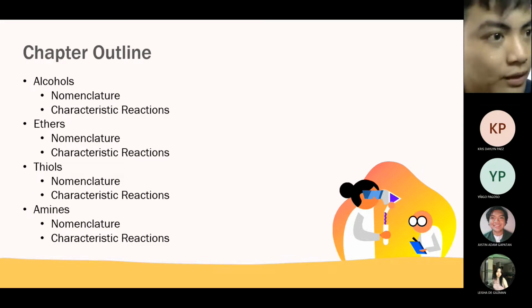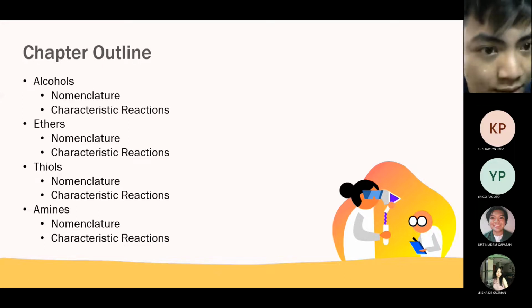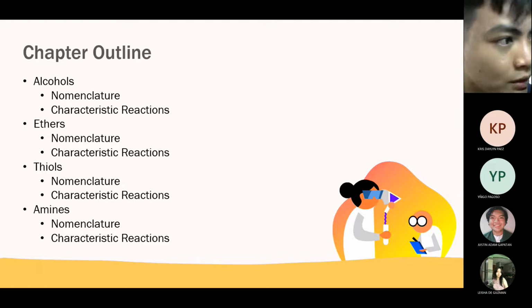So, we are recording now. And we have 4 functional groups here. We have the alcohol, ether, thiols, and amine. But in order for us to maximize the time, we will discuss alcohol and ethers today. And then yung thiols and amines sa Thursday. So, ganun yung flow natin. Alcohol ethers today, and then thiols, amines next time.